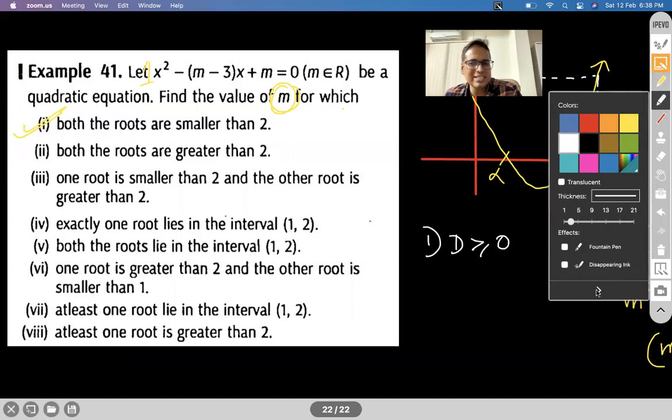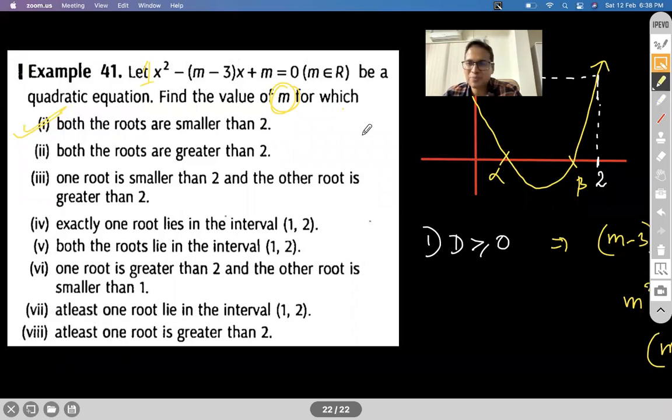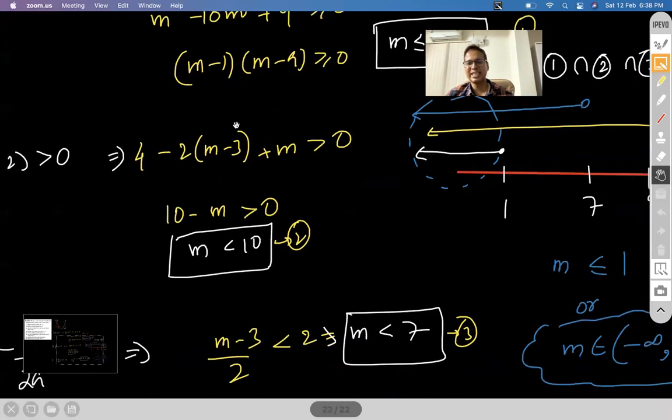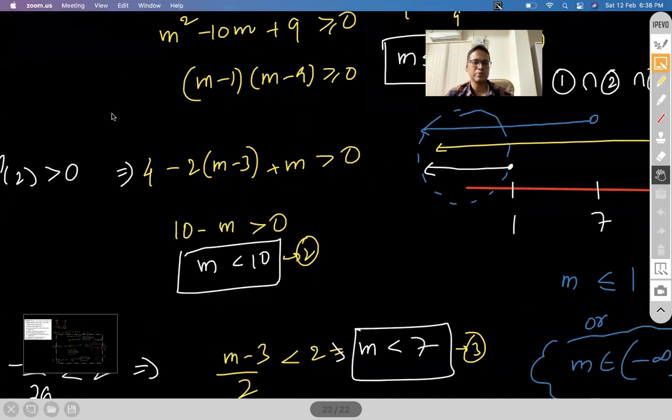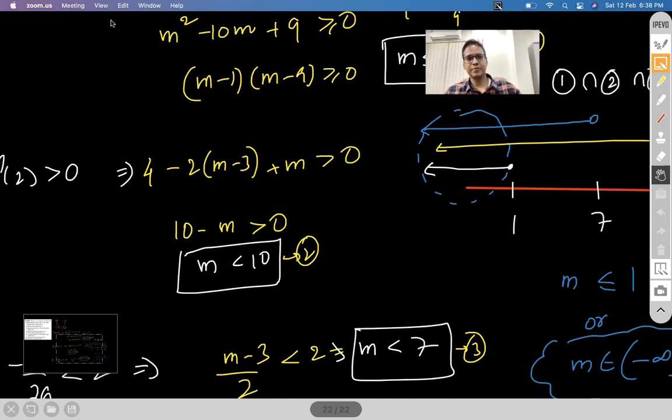Is it clear? I hope this example has given you an idea about what type of questions we will be getting with respect to this concept. Yes or no? Anything that you want to copy, ask, please do so. All good.